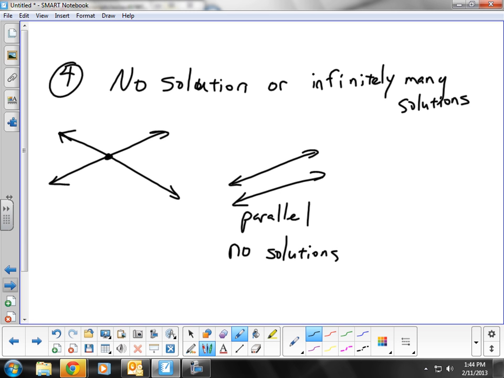So what am I looking for with parallel lines? Does anybody remember the definition of parallel lines? They would have the same slope, but different intercepts. That's exactly right. Same slope, different intercepts.